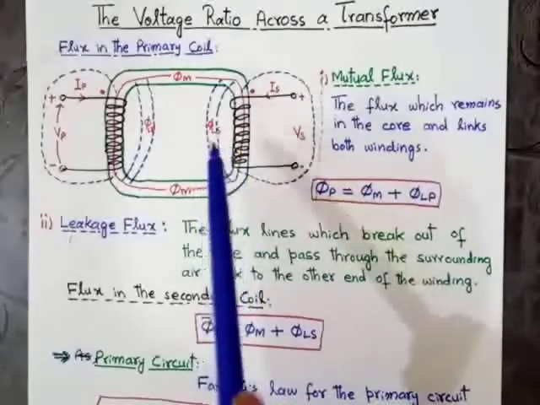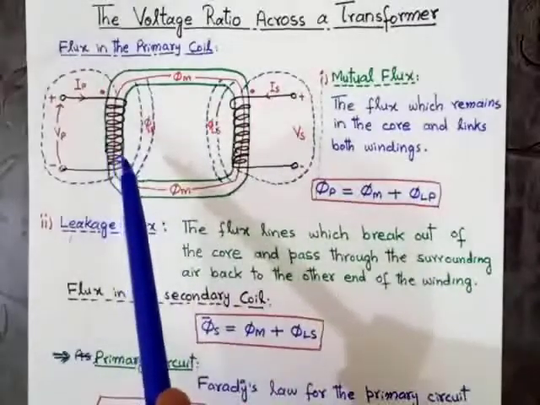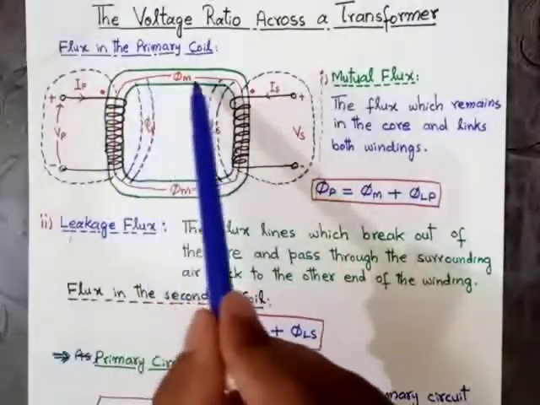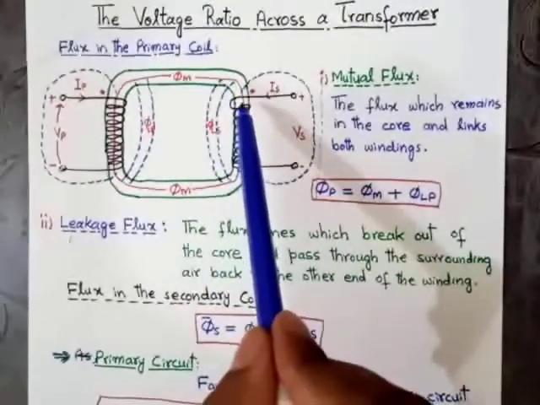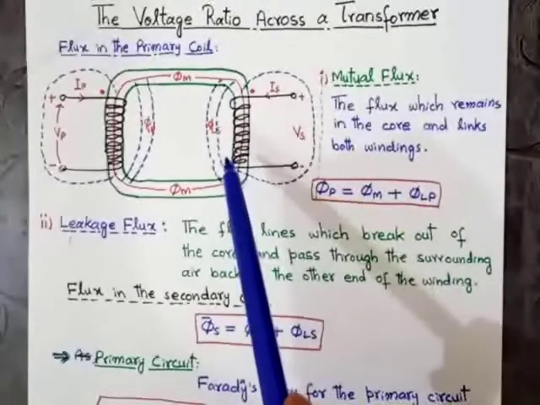It means in case of an ideal transformer, there will be no leakage flux. All the flux will remain inside the core. It means all the flux will pass through the secondary winding in case of an ideal transformer.